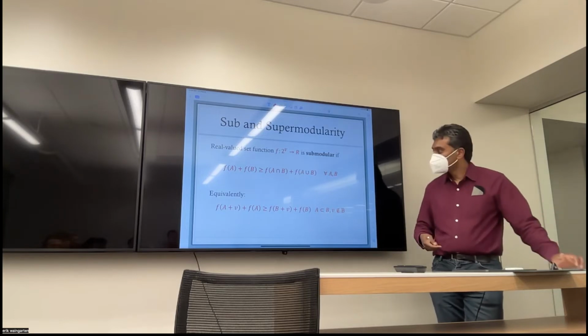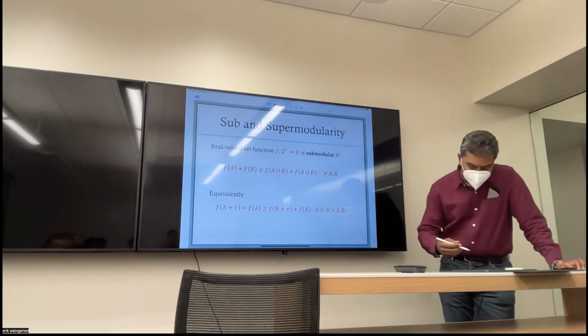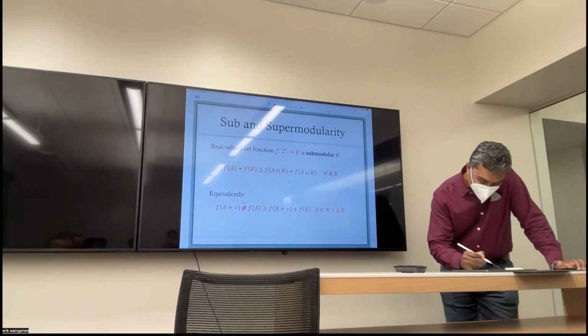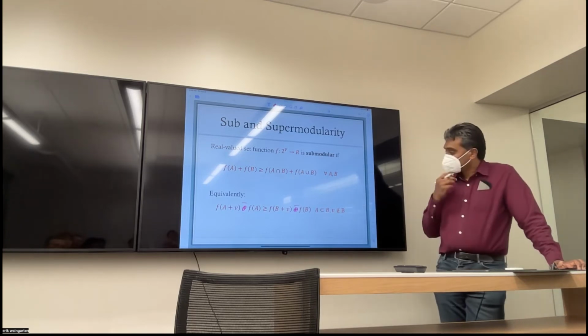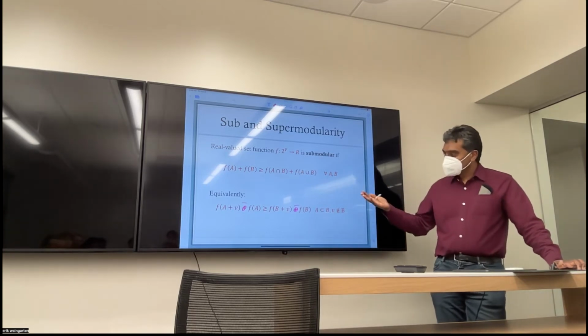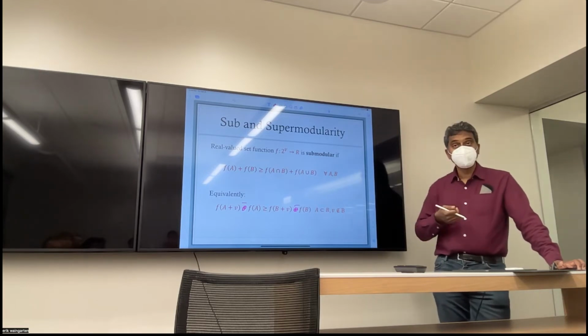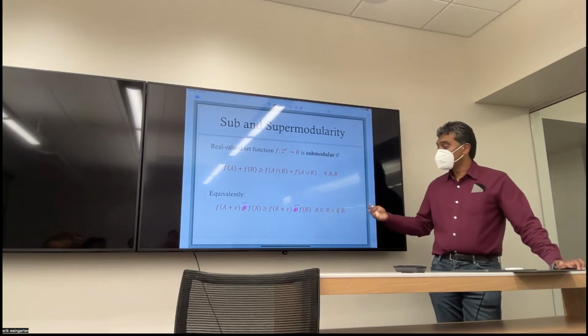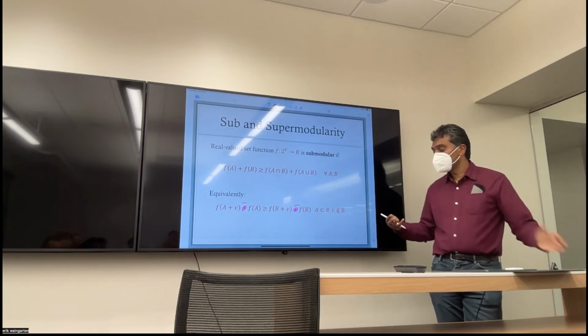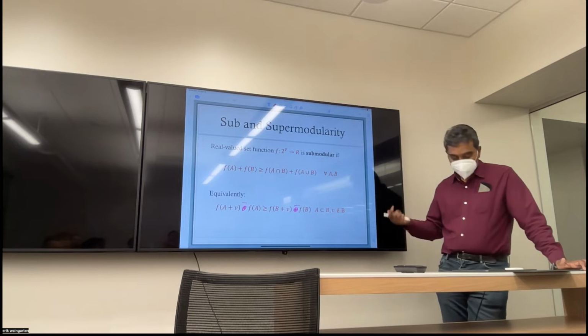Sorry, there should be minus signs. I thought I fixed this, but I didn't. F of A plus V minus F of A is the marginal value of V to A. It's bigger than F of B plus V minus F of B, whenever A is a subset of B. This is diminishing marginal returns. Many of you know it.